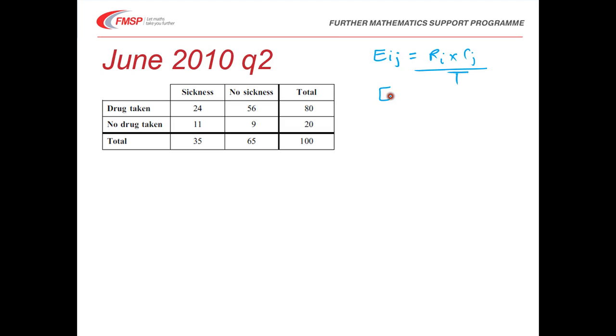Okay, so for the first cell, E11, that's going to give me 80 times 35 over 100. Okay, and we do that for each one. So I'm going to put the numbers in here. So that's going to be 28. Now, that's actually all I need to work out. If you think about it, the rest follow. So 28, that must therefore be 52. Okay, this one down here must be 7, and this one here therefore must be 13. Okay, so just bear that in mind.